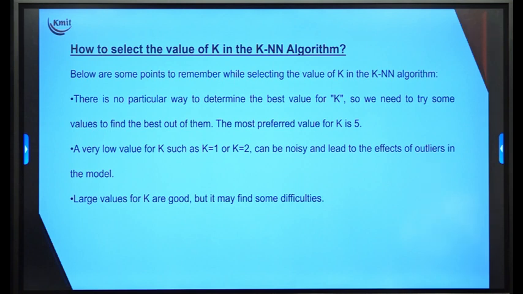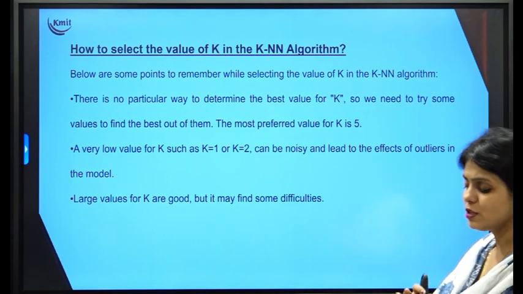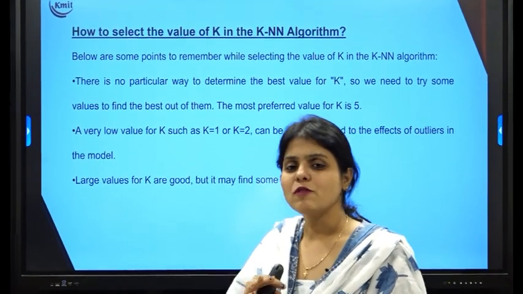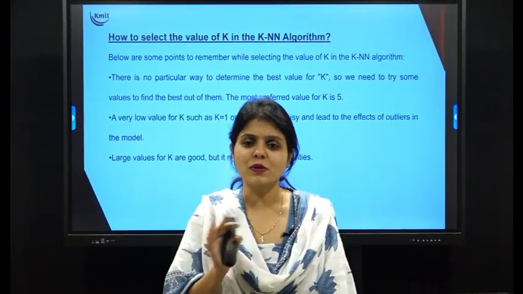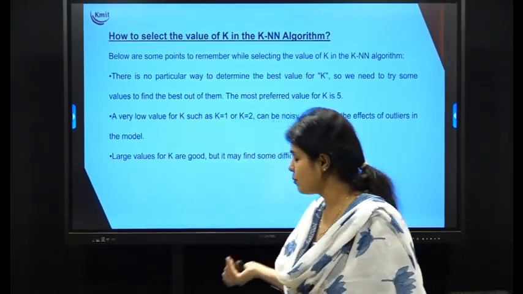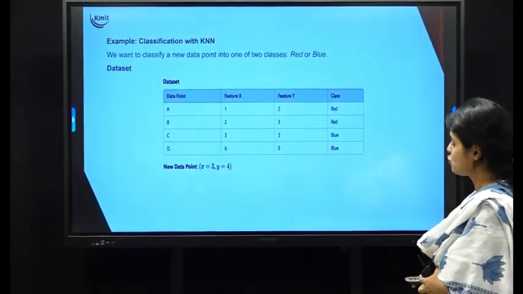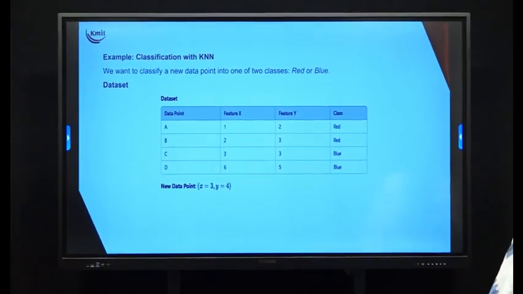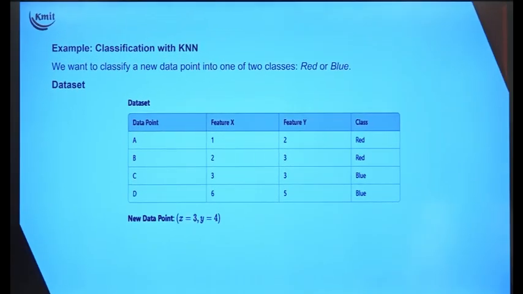What will happen is it will make the model noisy, or lead to the effects of outliers in the model. Hence, we don't take large values of k because it may find some difficulties, and not too small values of k as well. So preferably we will put k equal to 5 in general. There's no particular rule about what value of k I actually choose.